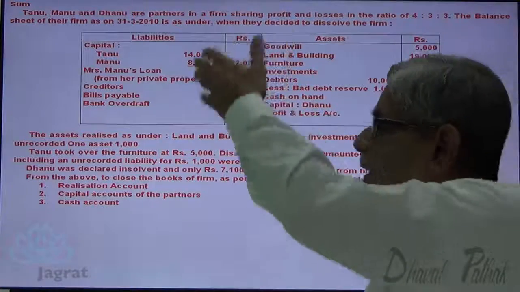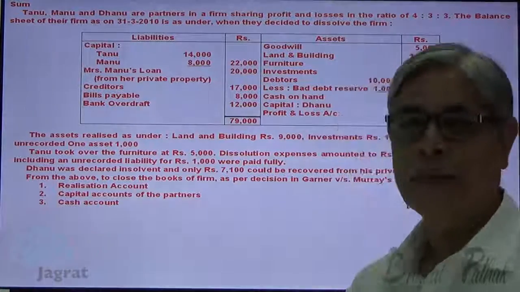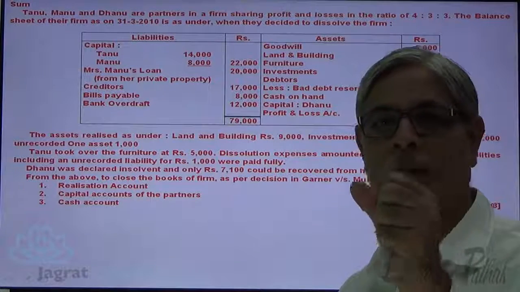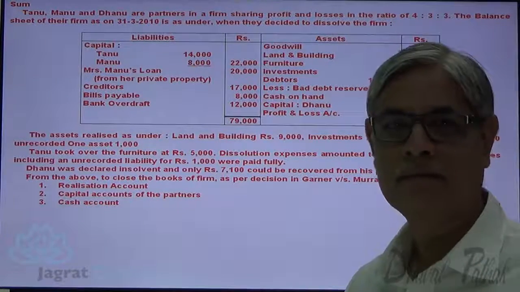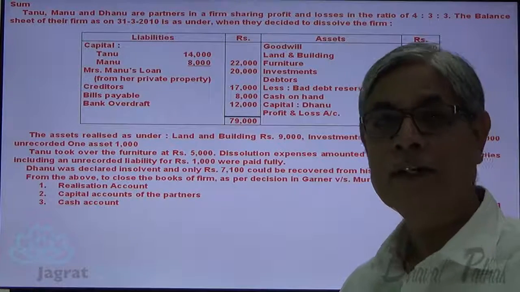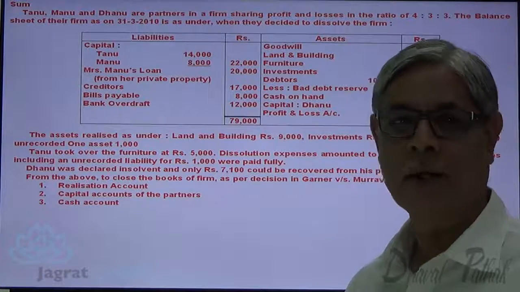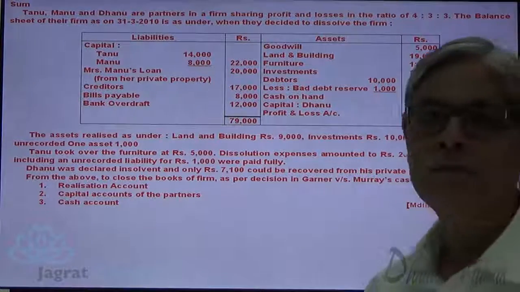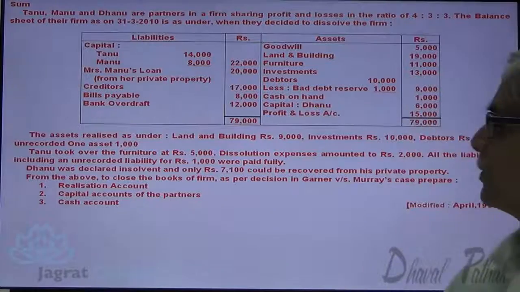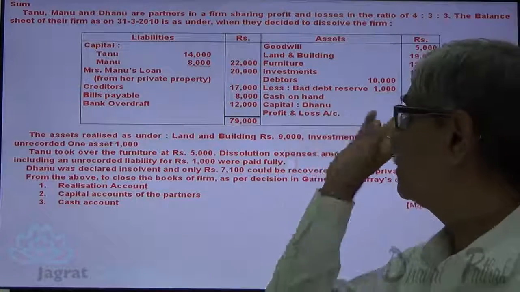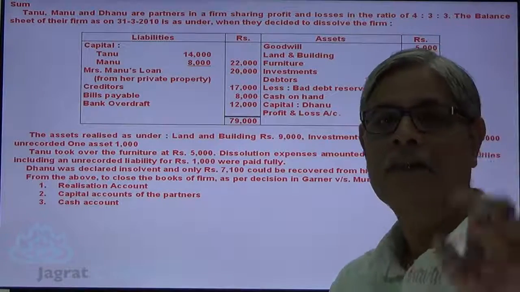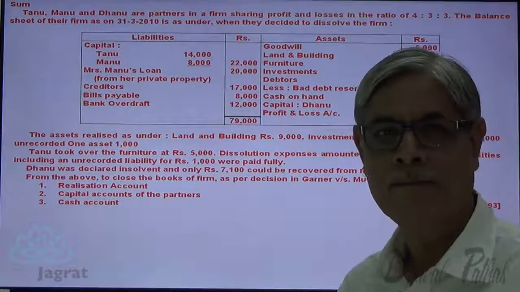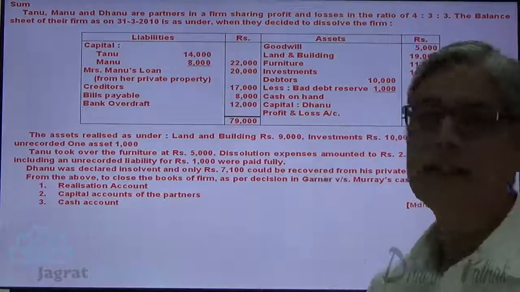Now we are required to prepare this sum as per Garner versus Murray. Garner versus Murray's decision is applicable for distributing the capital deficit of an insolvent partner. Here Danu is declared insolvent. He has a debit balance of 6,000. This balance is without the share of realization loss, the share of Danu in realization loss. So the debit balance could be more than this.